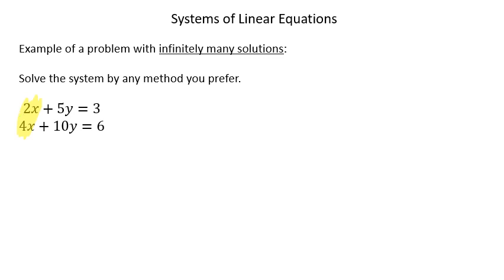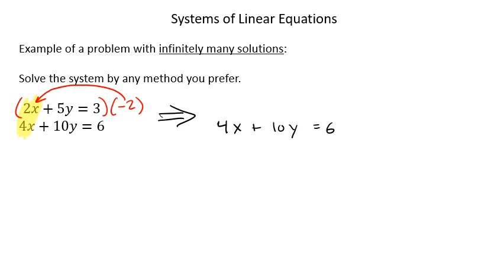Oh, I've been using red for my steps. Multiply the first equation by -2, because that -2 times 2x will give me a -4x. And that will cancel the positive 4x on the bottom. Right, equal and opposite. Okay, second equation stays 4x plus 10y is equal to 6. But the first equation, -2 times everything. So that becomes a -4x.